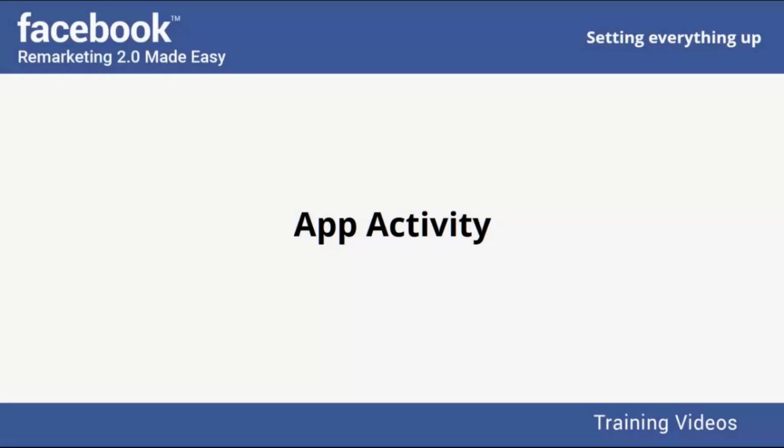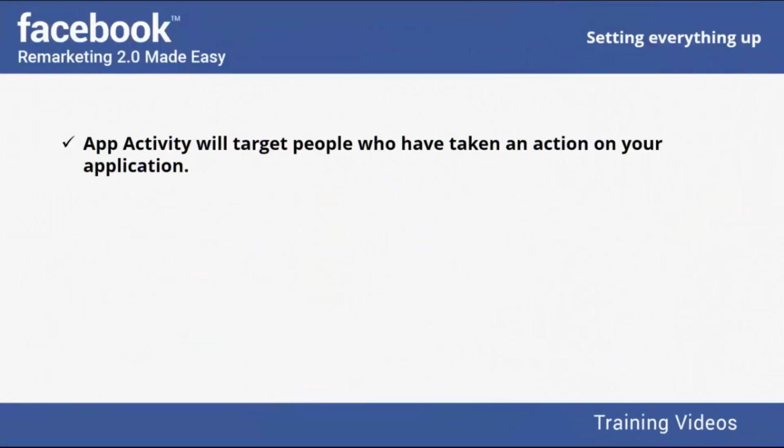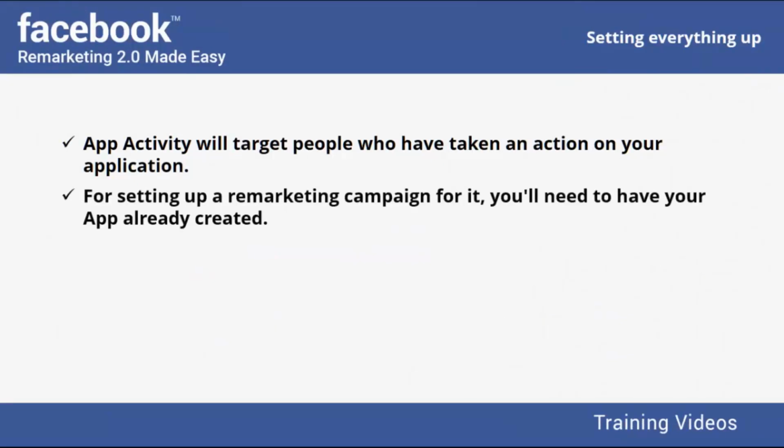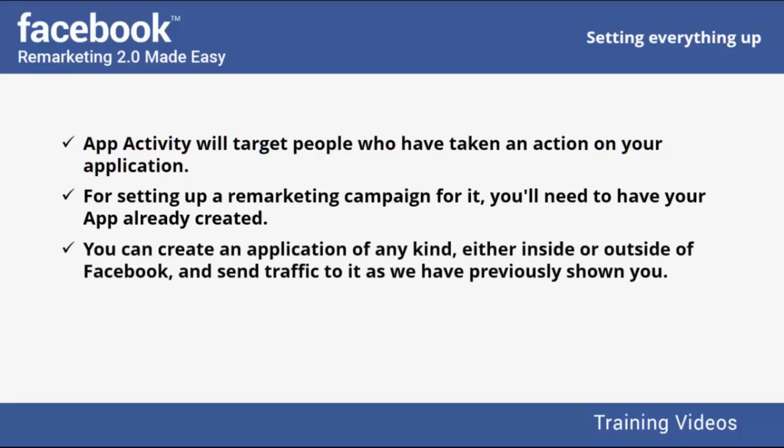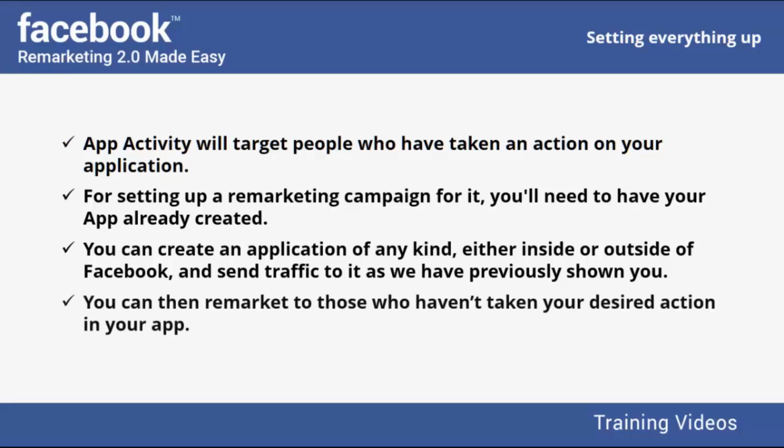App activity. App activity will target people who have taken an action on your application. For setting up a remarketing campaign for it, you'll need to have your app already created. You can create an application of any kind, either inside or outside of Facebook, and send traffic to it as we have previously shown you. You can then remarket to those who haven't taken your desired action in your app. Here's how to create an app.